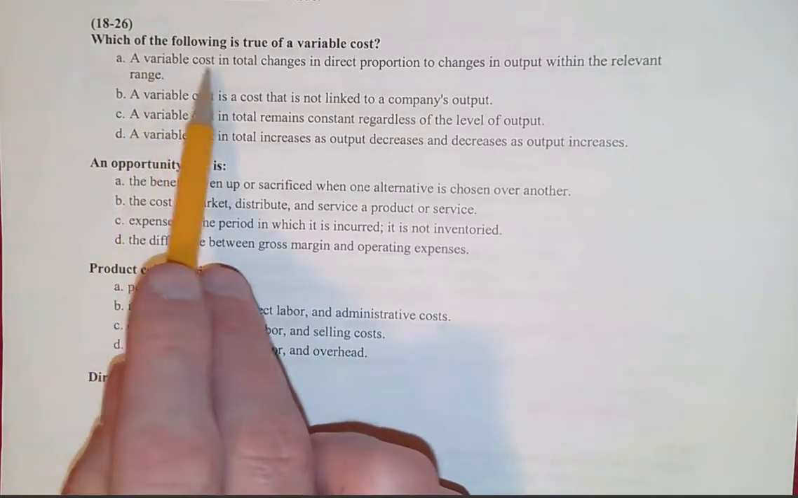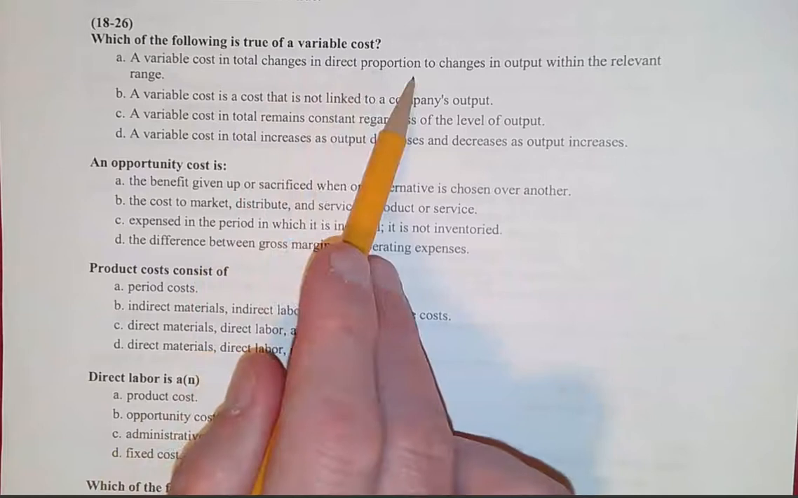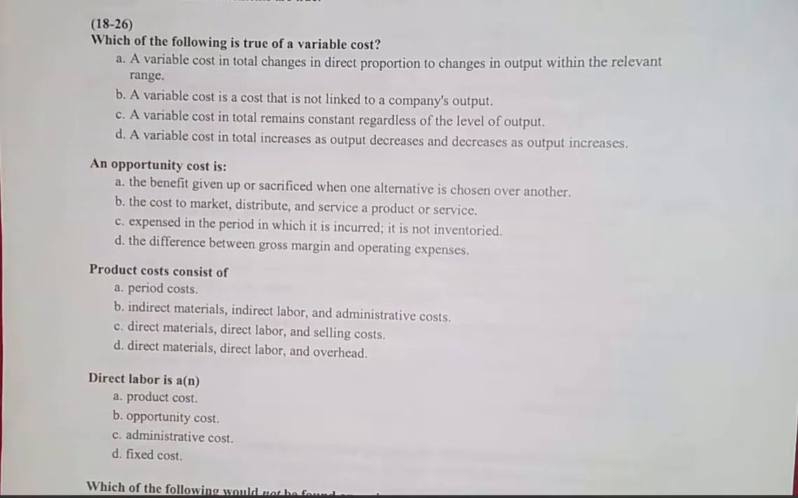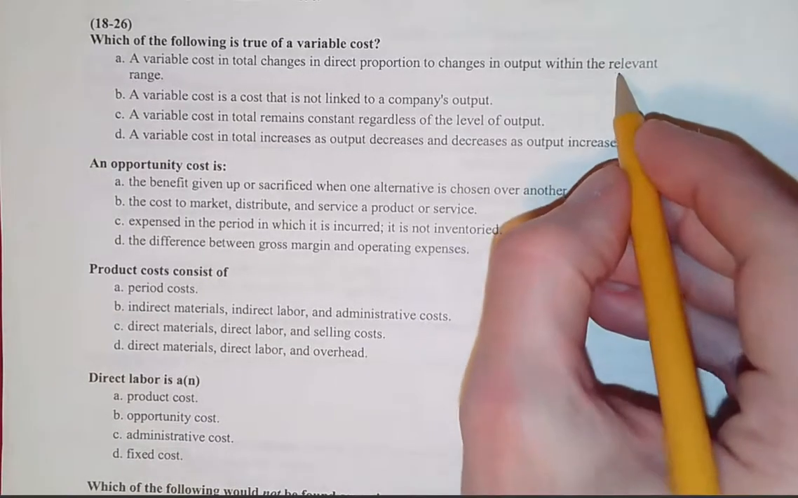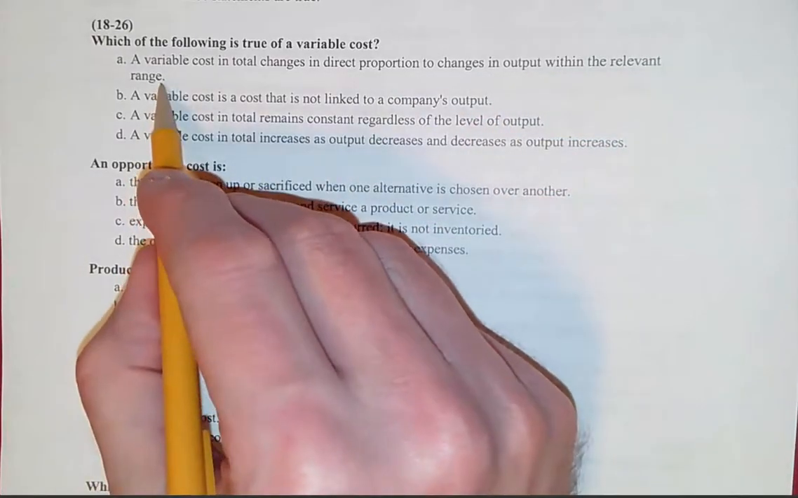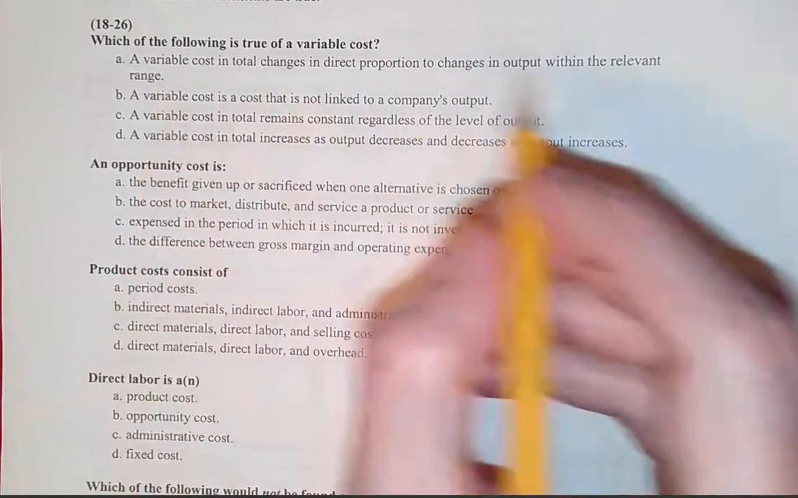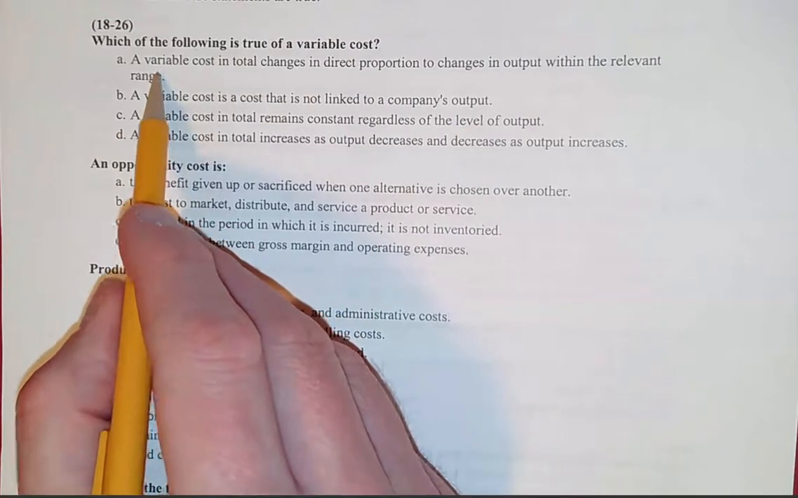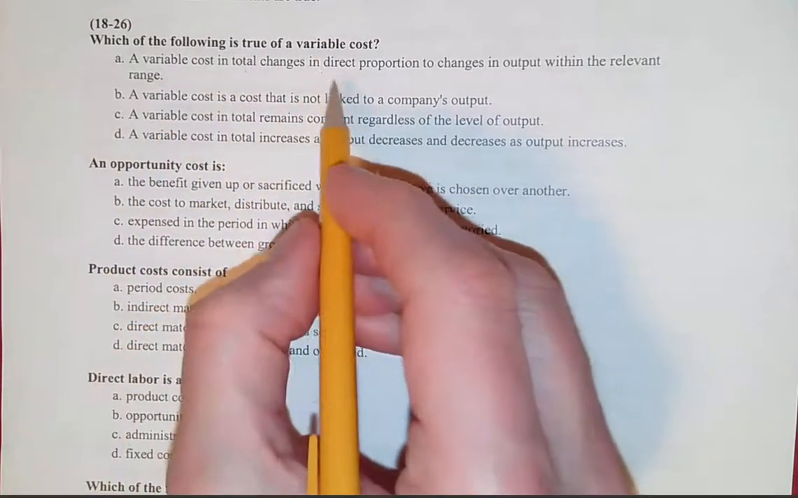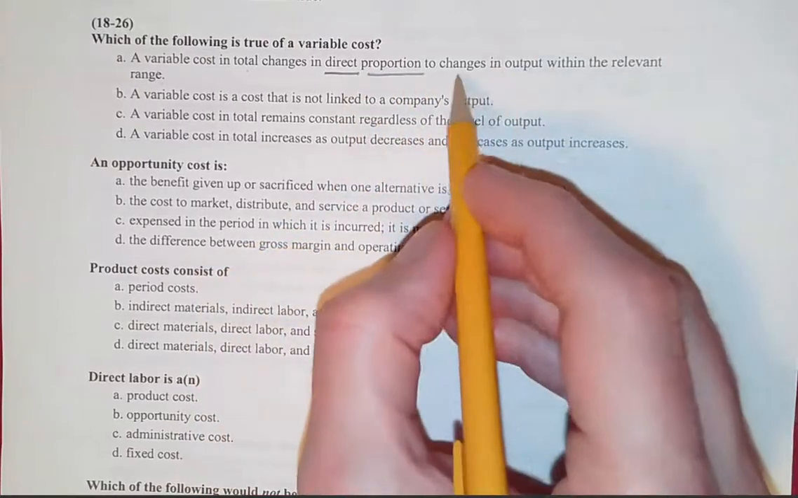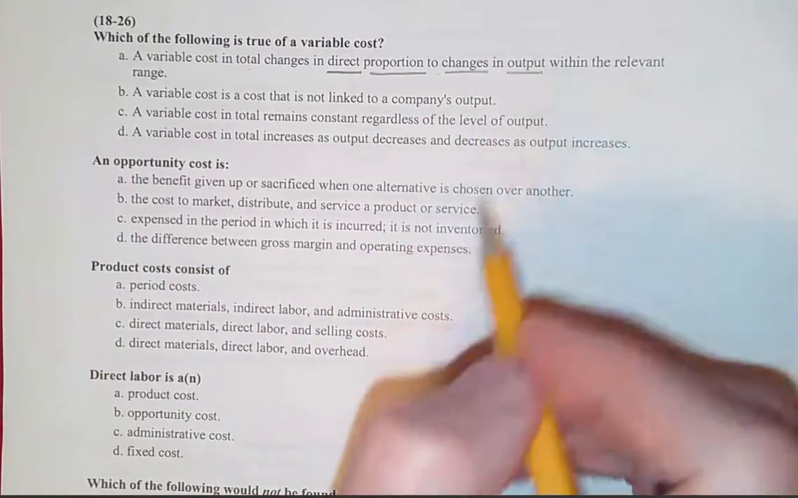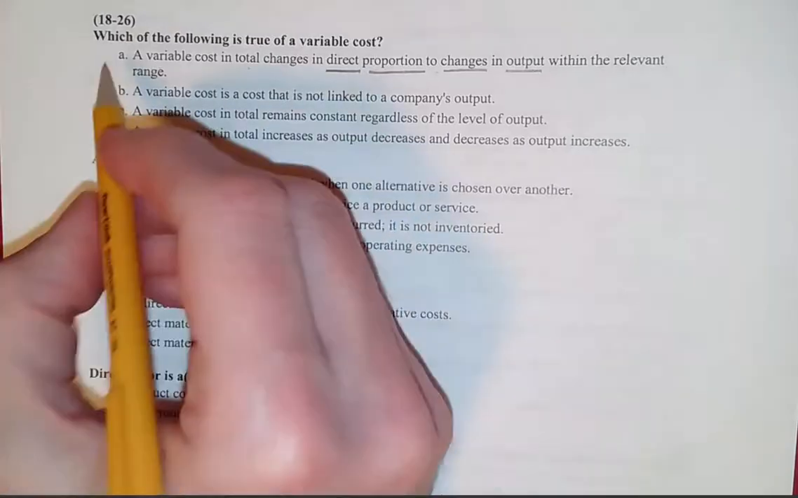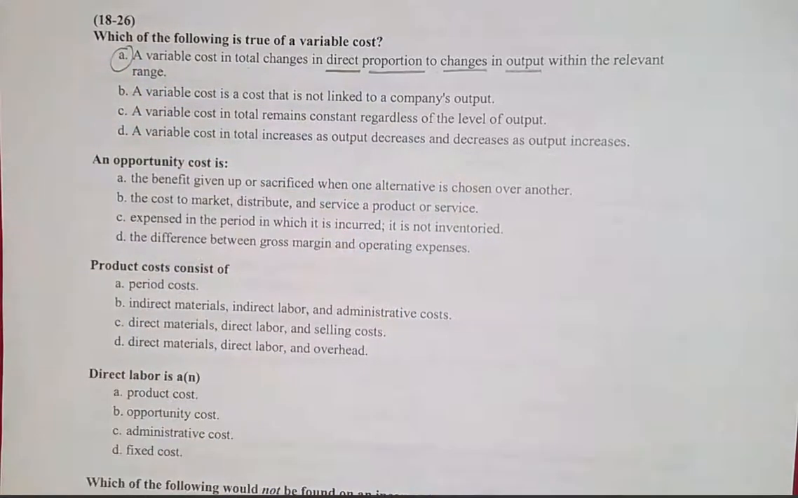Choice A says a variable cost in total changes in direct proportion to changes in output within relevant range. Well, now, we haven't actually studied relevant range quite yet. We're not going to worry about that. Let's look at the first part of it. It says a variable cost in total changes in direct proportion to changes in output. And that is the very definition of a variable cost. So I have a feeling that this is going to be our only correct answer.